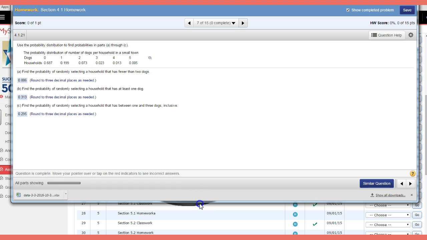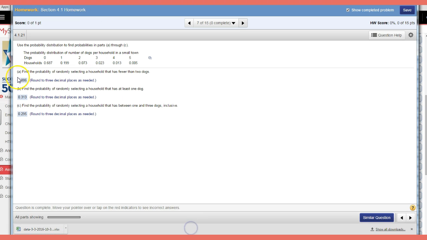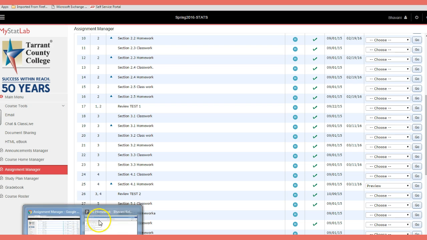My screen is kind of wobbly here. Uh-oh.